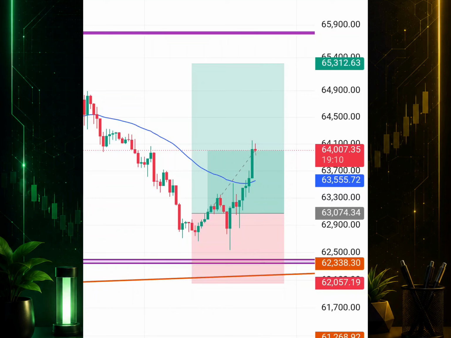This is how you can do top-down analysis with your smartphone without disturbing yourself.